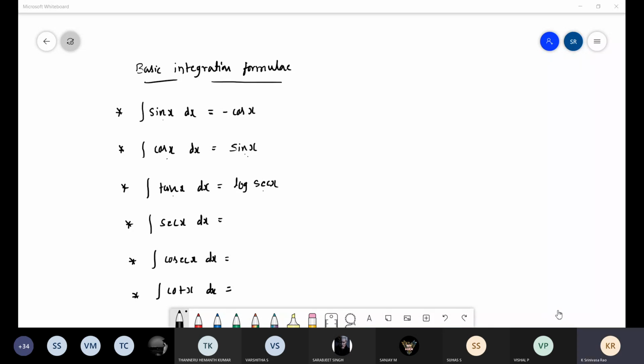Similarly, you think, what is the differentiation of secant x? Integration of secant x? Take down: log of secant x plus tan x. Similarly, cosecant is still simple, similar to secant only. In place of secant x, you write cosecant x, plus becomes minus, tan x becomes cot x. And the last one, integration of cot x is log sin x.